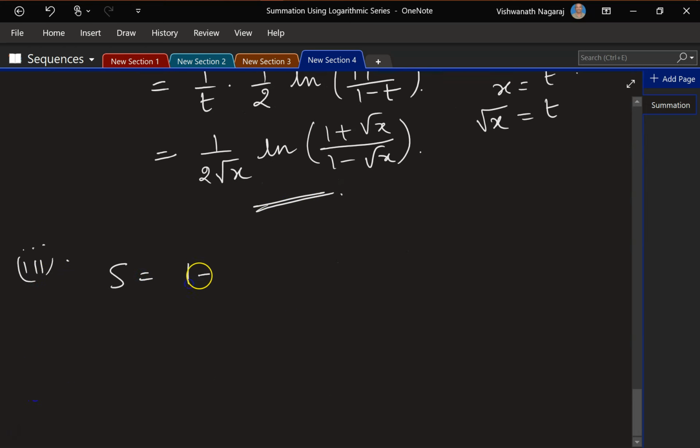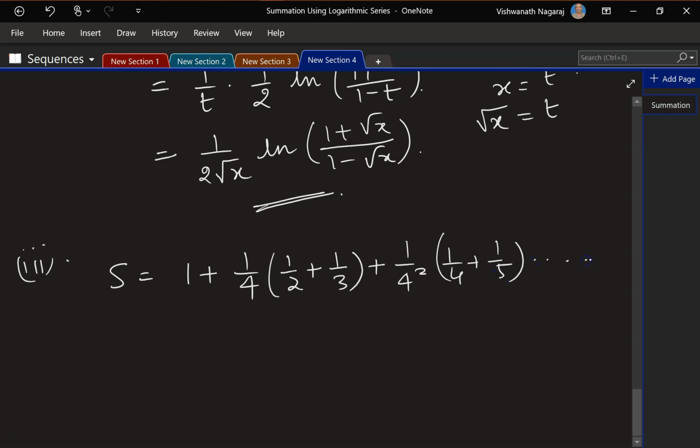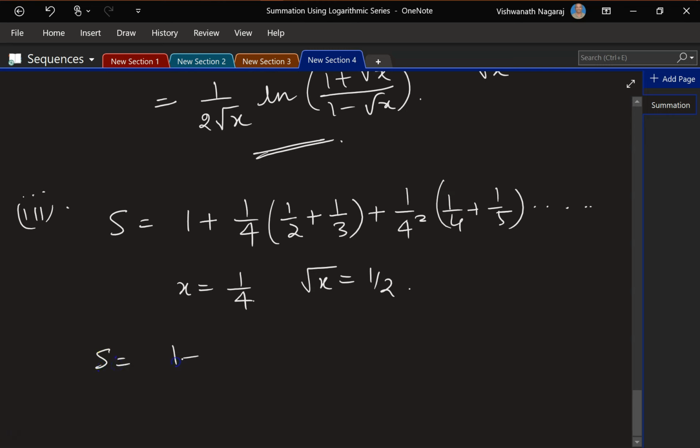S is equal to 1 plus 1 by 4 times 1 by 2 plus 1 by 3 plus 1 by 4 square times 1 by 4 plus 1 by 5 and so on. Now here x is equal to 1 by 4. So which means square root of x is equal to 1 by 2. So our series can be written as 1 plus 1 by 2 plus 1 by 3 x plus 1 by 4 plus 1 by 5 x square and so on.